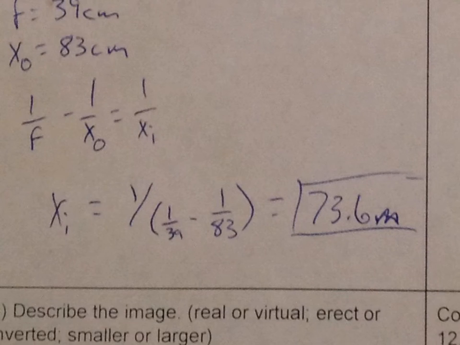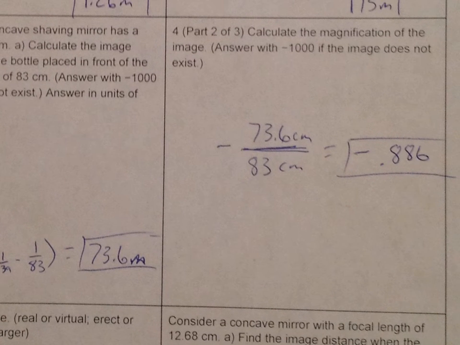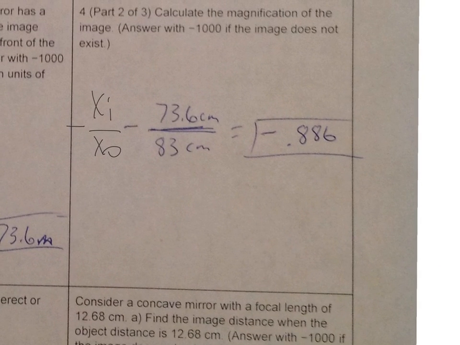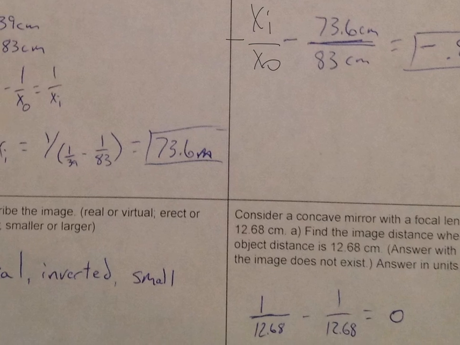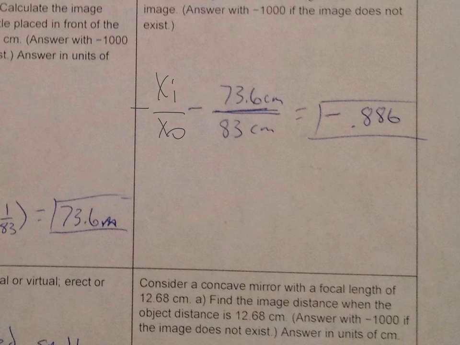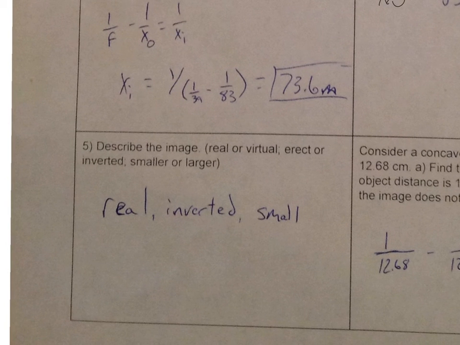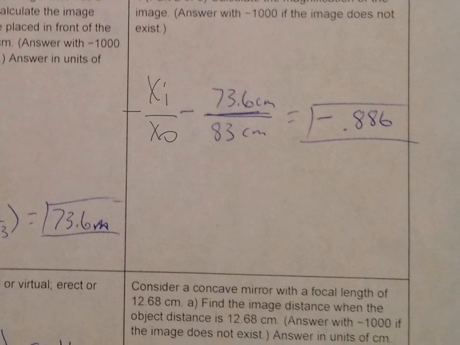Now that you know the image distance, you can plug that into this equation, which should be negative XI divided by XO. That should tell us some things. Because of the negative sign, the image will be inverted. And because the magnitude is less than 1, not because it's negative, but because it's a decimal that is less than 1, the image will be smaller. So that should help you through that.